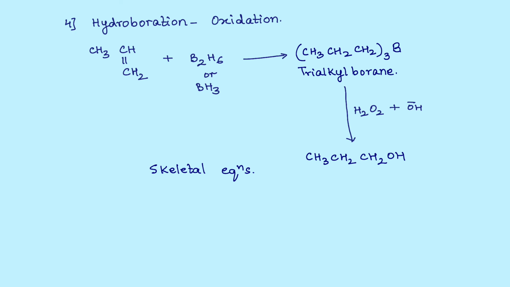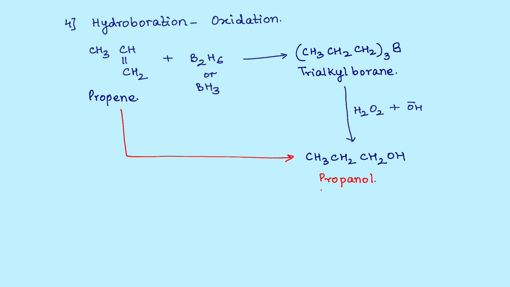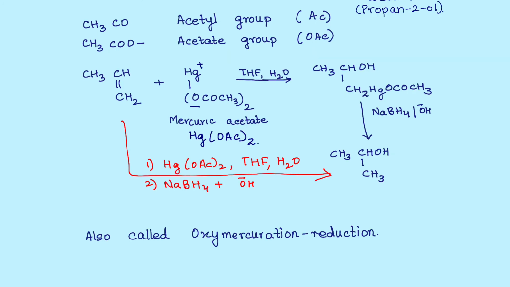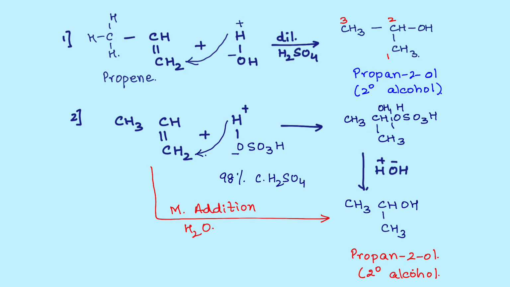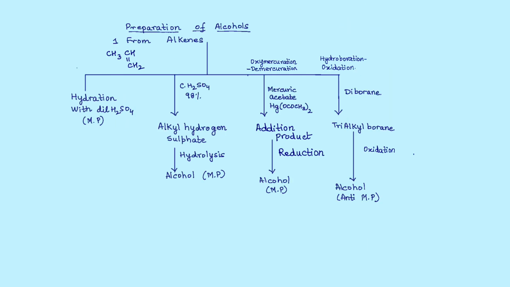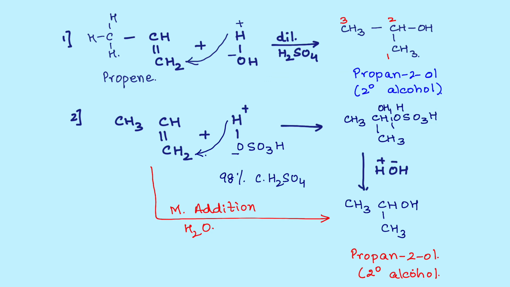Notice the product which is formed over here. We've got the starting alkene as propene getting converted into, what have we got over here? How are you going to name this compound? Yes, it's propanol, which is a primary alcohol, right? A 1-degree alcohol. That means this product is very much different from what we have formed in the earlier reactions, where everywhere I was getting propan-2-ol.